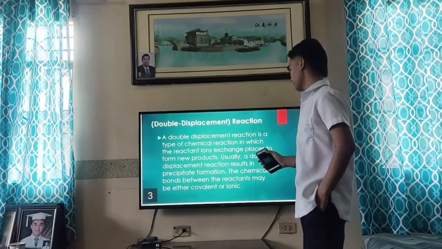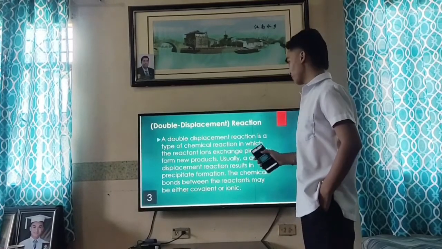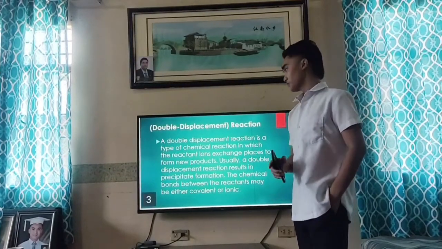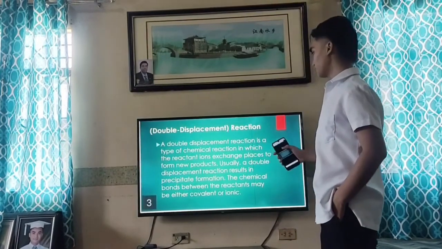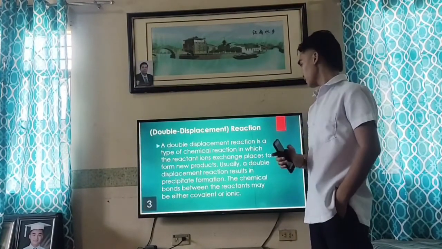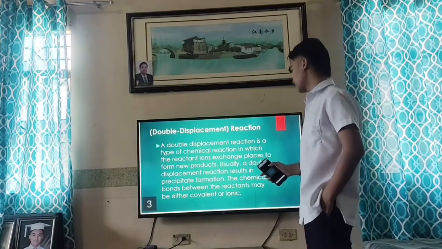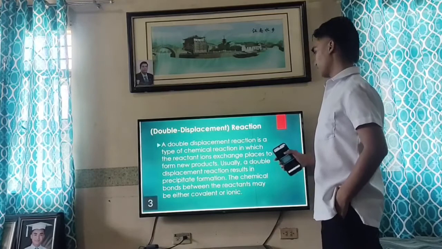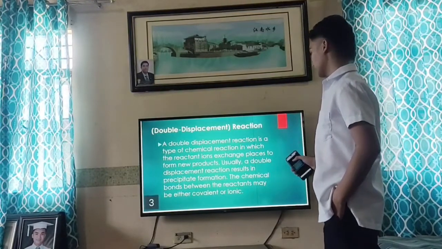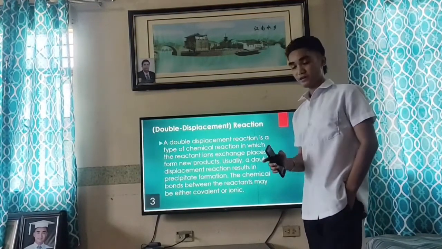A double displacement reaction is a type of chemical reaction in which the reactant ions exchange partners to form new products. Usually, a double displacement reaction results in precipitate formation. The chemical bonds between the reactants may be either covalent or ionic.